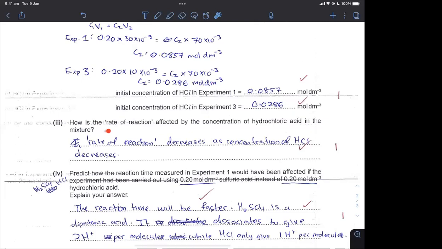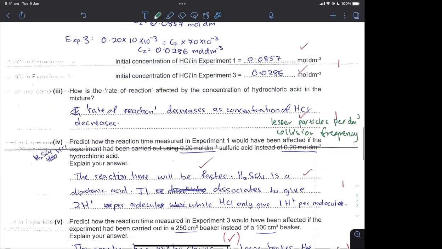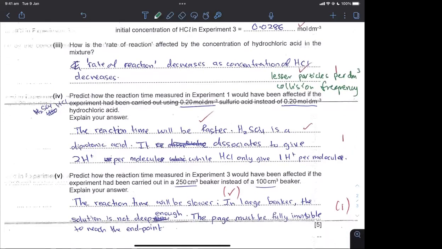Well, this is just basically what happened to the rate as the concentration changes. Of course, you'll be able to explain it in terms of collision frequency. This is your O-level rate of reactions. As your concentration decreases, there will be fewer particles per unit volume because mole per dm cube. So fewer particles per dm cube, they will collide less frequently, and therefore the rate of reaction is going to be slower.